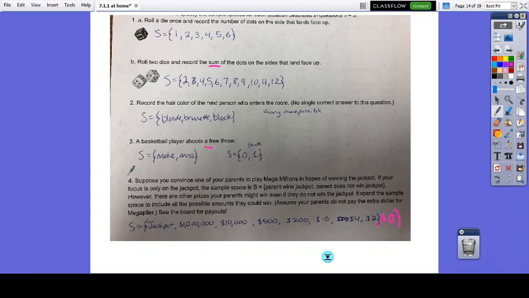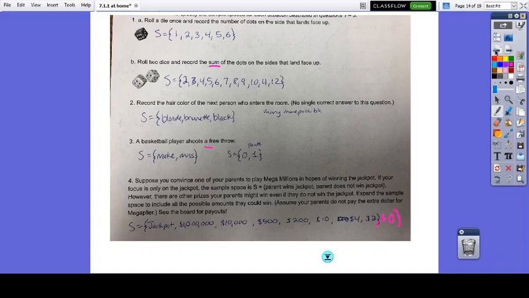Okay. Number 4, then, if you read through this, suppose you convince one of your parents to play Mega Millions in hopes of winning the jackpot. If your focus is only on the jackpot, the sample space is S equals, and then you either have parent wins or parent does not win. However, there are other prizes your parents might win, even if they do not win the jackpot. So expand the sample space to include all possible amounts that they could win. Okay, assume your parents do not pay the extra dollar for the mega multiplier, so see the board for the payouts.